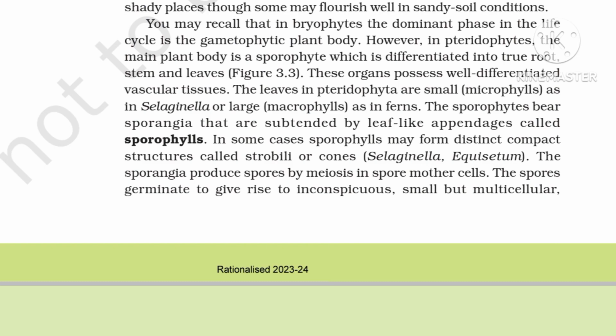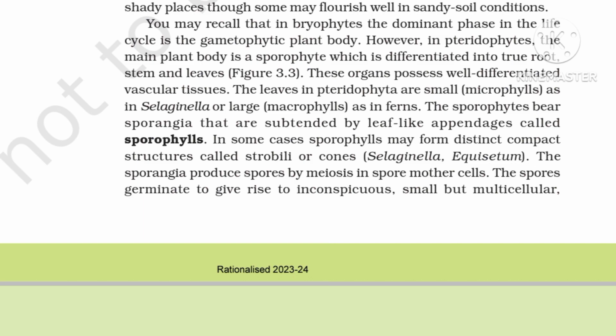You may recall that in bryophytes the dominant phase in the life cycle is the gametophytic plant body. However, in pteridophytes, the main plant body is a sporophyte, which is differentiated into true root, stem and leaves. These organs possess well-differentiated vascular tissues. The leaves in pteridophytes are small microphylls as in Selaginella, or large macrophylls as in ferns. The sporophytes bear sporangia that are subtended by leaf-like appendages called sporophylls. In some cases, sporophylls may form distinct compact structures called strobili or cones, as in Selaginella and Equisetum.